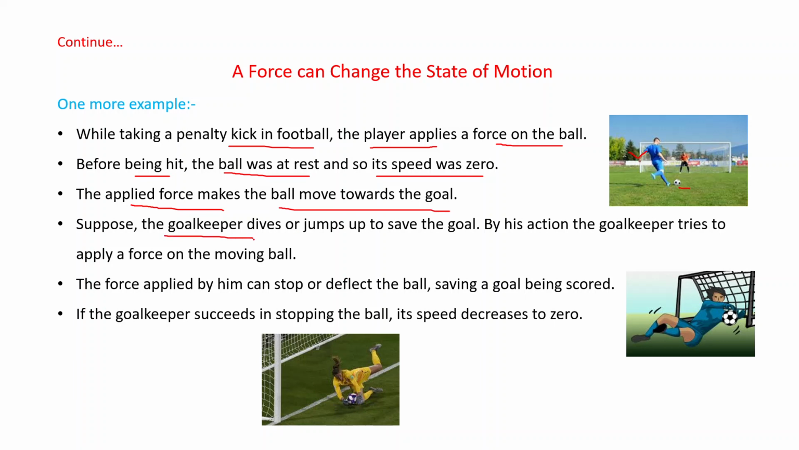Suppose the goalkeeper dives or jumps up to save the goal. By his action, the goalkeeper tries to apply a force on the moving ball. You can see this in the diagram, and this is also a diagram of the goalkeeper applying a force on the moving ball. The force applied by him can stop or deflect the ball, saving a goal from being scored. If the goalkeeper succeeds in stopping the ball, its speed decreases to 0.